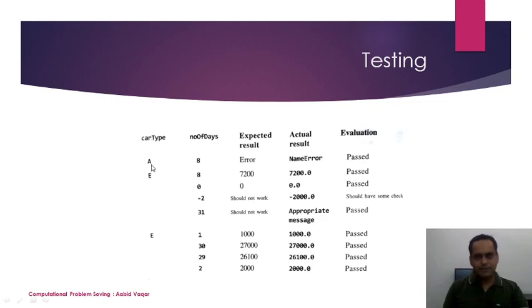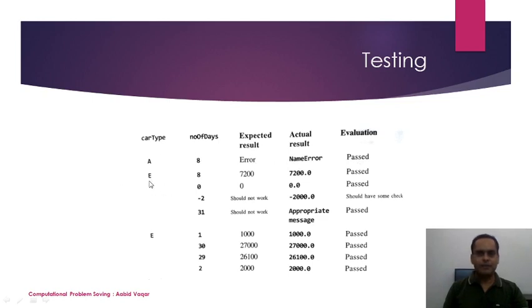We provide various inputs. We have two inputs in our program, car type and number of days. So A is perhaps the type which is not available. So a not available type of car is required for 8 days, and your program should not take it. It should provide some error message, some kind of message that such a car is not available with us. And when we run the program, the actual output is also an error. That is, the expected result was error, meaning the program will not run with this combination of inputs, and your program provides the same error. So in testing this combination, it has provided the expected output. Therefore it has passed this step.